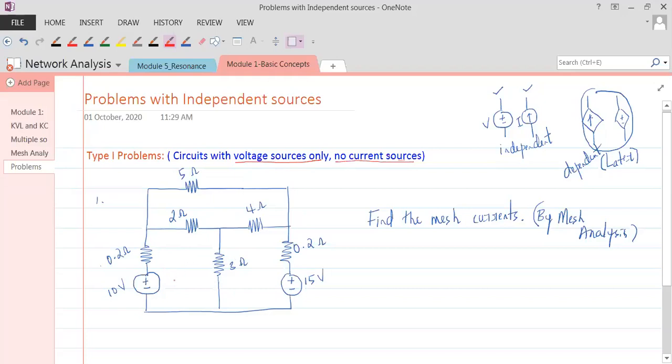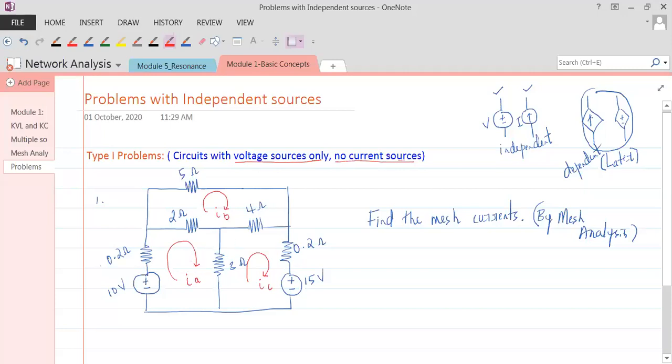Everybody mark these mesh currents. Let's call this IA. This as IB. And the current here as IC. So we have 3 meshes, and we have marked 3 mesh currents. Now I'll be referring to these meshes as mesh 1, mesh 2, mesh 3. Which is our mesh 1 now? The mesh where the current IA is flowing is referred to as mesh 1. This is mesh 2, this is mesh 3.